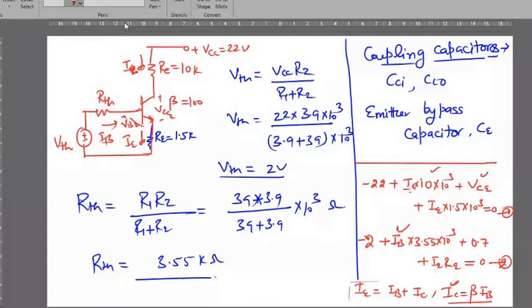Sir, in such type of questions, whenever there is a capacitor, we will short circuit that. Yes. Not short, open circuit. We will remove those capacitors. Okay, yes, sir.